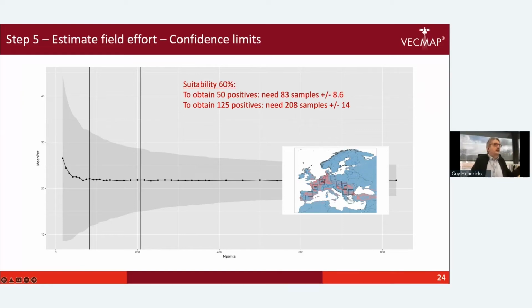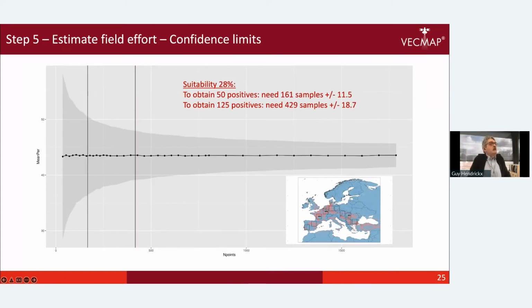When you have more positives than negatives, these figures are a bit lower. And again, this is the margin we need to include. So you would need to go for 91 samples, or 200, a bit more than 200 for 125 positives.